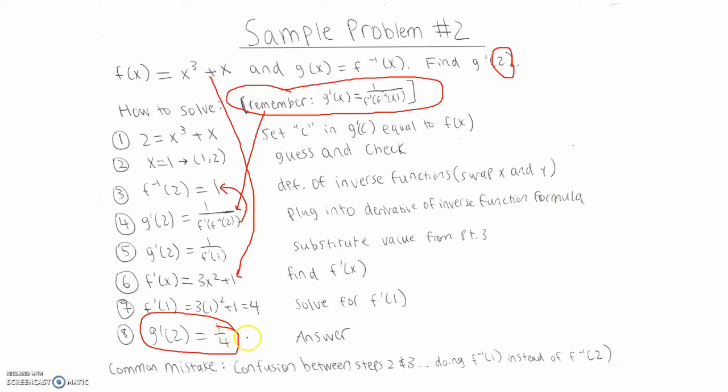A common mistake in this question is that people often get confused between steps 2 and 3, where you have to use the definition of an inverse function, and people may just forget to swap the x and y values and just do f inverse of 1 instead of f inverse of 2. And then if you do that, then obviously you'll get the wrong derivative, which will lead to the wrong answer. So you have to be careful here and make sure you're evaluating the right inverse function.